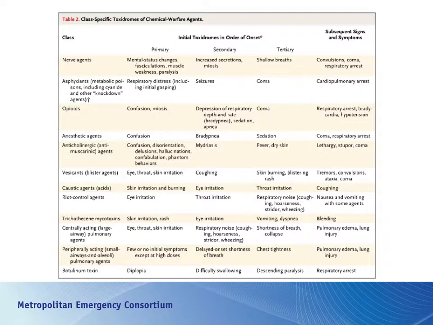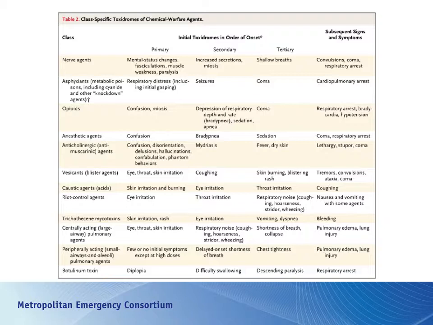There are also some initial symptoms that you can think of, and it has to do with timing of how things happen. So the nerve agents tend to happen quickly once patients are exposed. Primary symptoms are mental status changes, fasciculations, weakness, and paralysis. You will see some increased secretions, and you may see some shallow respirations. The terminal events tend to be convulsions, cardiac arrest, respiratory arrest, and coma.